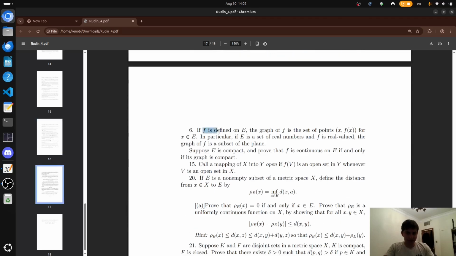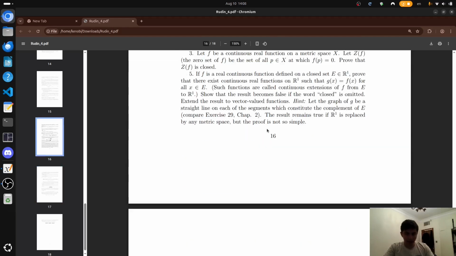Now we have, if f is defined on E, okay, and also an important thing, these things are called continuous extensions. Continuous extensions of f from E to R1. That's what they're called.